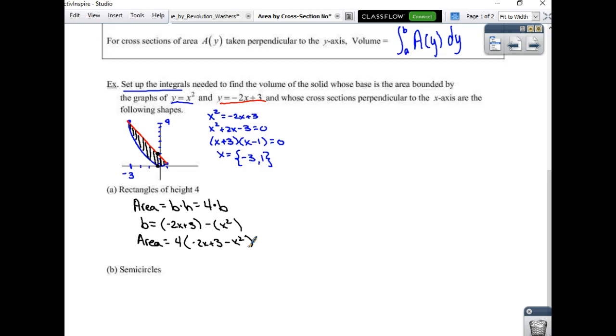That's fine if I really feel the strange desire to do so. Now that doesn't do anything. That just tells me the area given any of the rectangles. Now what I need to do is add up my rectangles. So I integrate from negative 3 to 1 of the area function I just found: 4 times negative 2x plus 3 minus x squared.